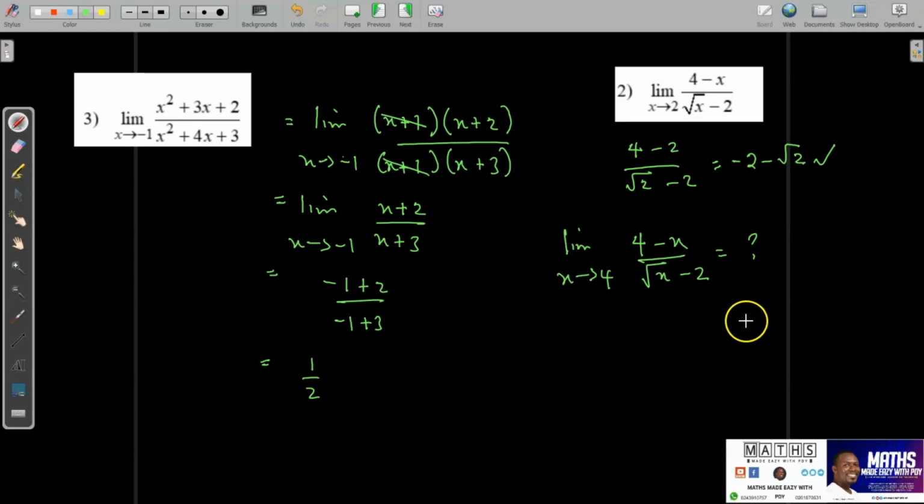Have you all heard me? Please, I have a question. Okay, I'm listening. How do you know if you have a removable discontinuity factor? Do you equate the denominator to 0? Not necessarily equating the denominator to 0, but immediately you substitute the value of x into the function and you end up getting 0 over 0, then it tells you that it has a removable discontinuity factor.